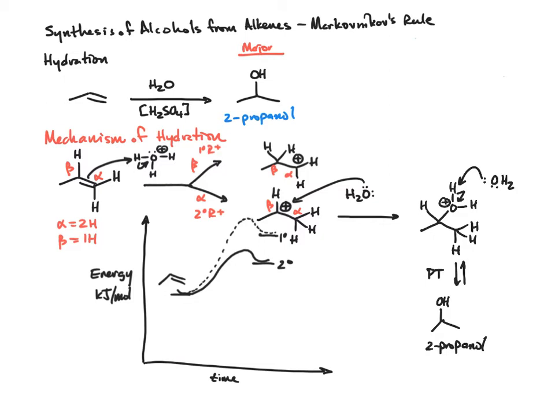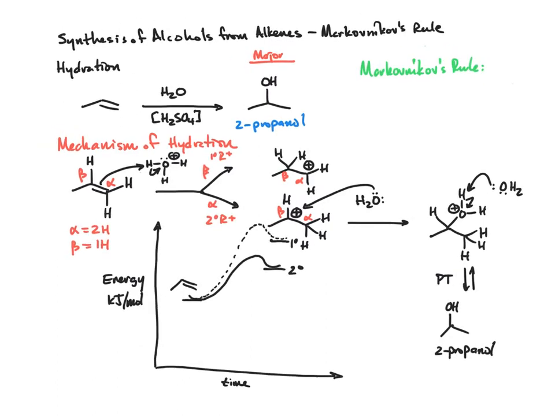So we can summarize Markovnikov's rule as the carbon bearing more hydrogen atoms will get the electrophile, because it results in the more stable carbocation formation.